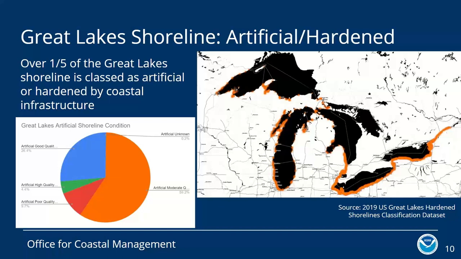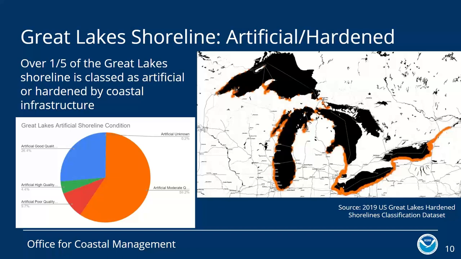reduce the wave runup or wave impacts. The other thing that's interesting too is the condition of our coastal infrastructure in terms of the hardening or the artificial shorelines is starting to show its age. When you look at the actual condition of these structures in place, you'll notice that close to 70% are either at moderate or poor quality. That remaining 30% is in good or high quality, meaning it will last anywhere from another 10 to 25 to 50 years.